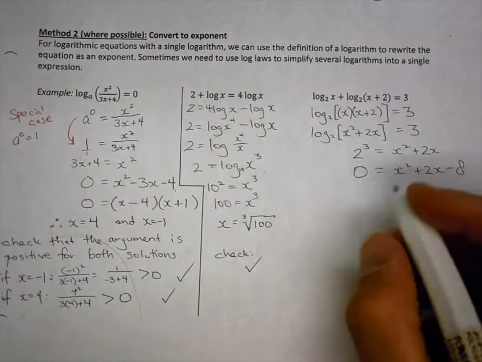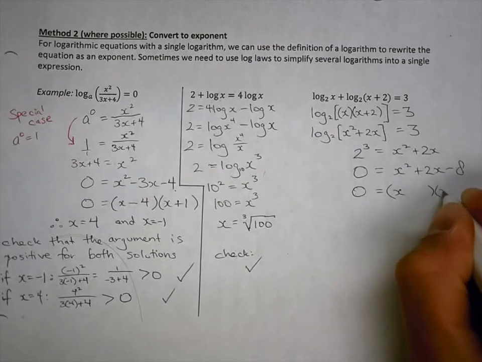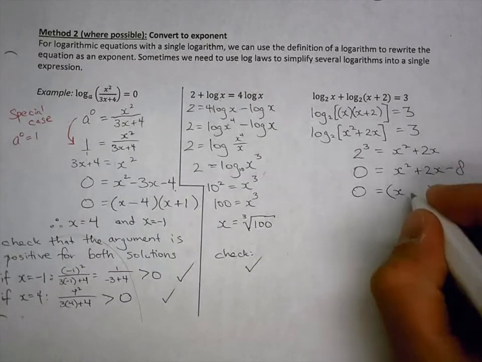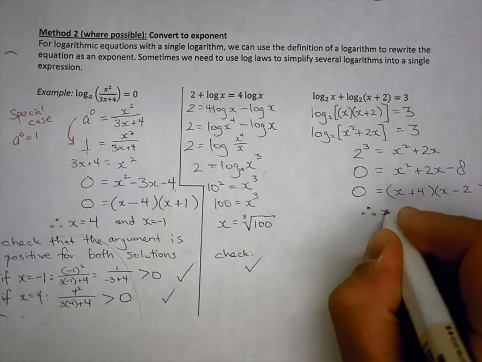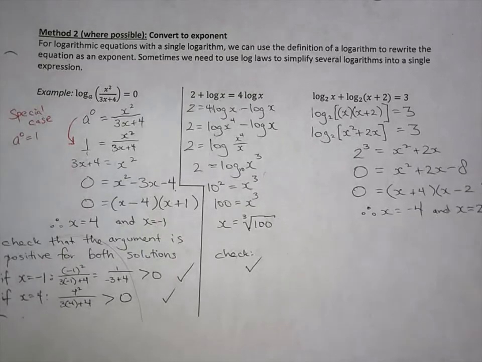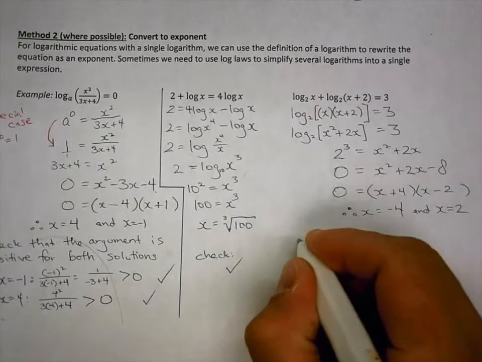And let me solve this quadratic. Hopefully I can do it by factoring by inspection. 8 is 2 times 4. That looks good. So I'm going to have a negative 4. No, I'll have a positive 4 and a negative 2. So therefore, x is equal to negative 4 and x is equal to 2. Oops, let's make sure you can see all that. Okay, we should do a quick check.